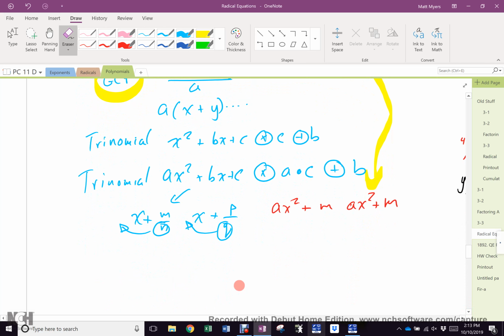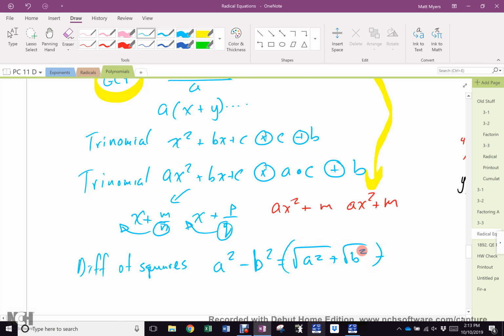And the last one is, of course, there's 2 more. Difference of squares, which is a squared minus b squared, and that is the square root of a squared plus the square root of b squared. And then the same thing, but with a minus.